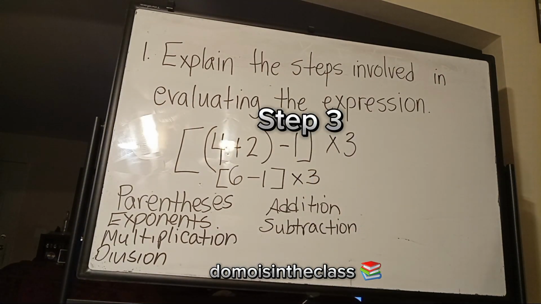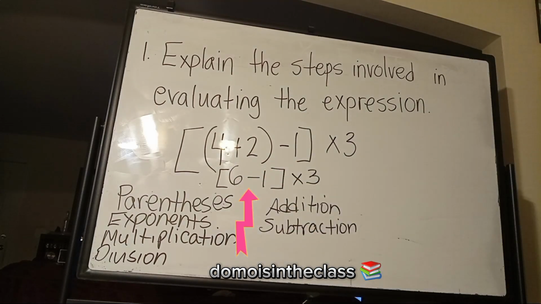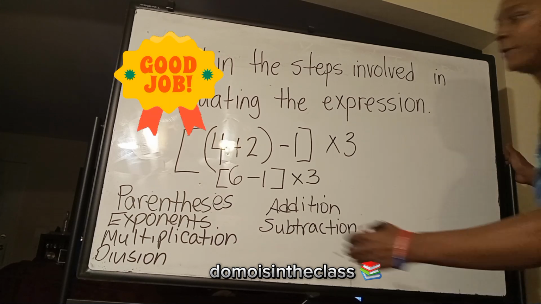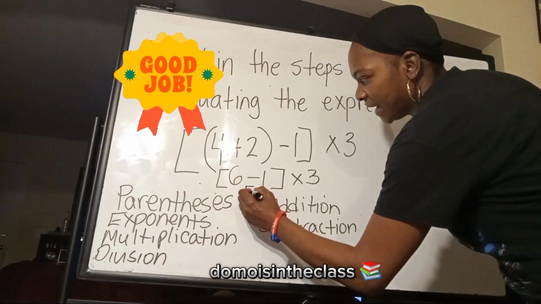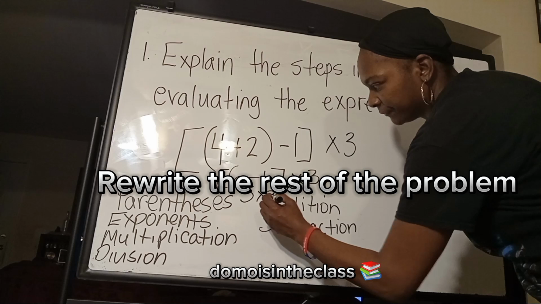Now, the same way as parentheses, the brackets work the same way. We have to solve what's in the brackets first. So we have 6 take away 1. What's the answer? 5. Exactly, great job. So now we get 5 for this, but we still have to write the times 3.